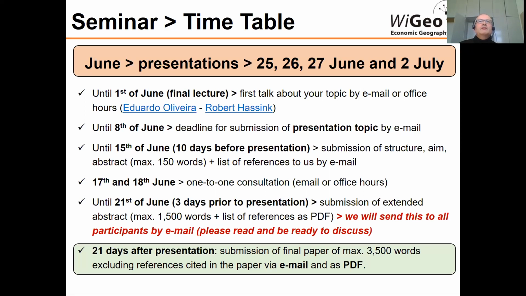Particularly the discussants have to read these extended abstracts so that they can already spend some thoughts on the questions they are going to ask, about some strengths and weaknesses, or things they liked about the abstract and what they didn't like so much. So please send this extended abstract in time to everybody, so that everybody can prepare and read the abstracts before we meet during the seminar.